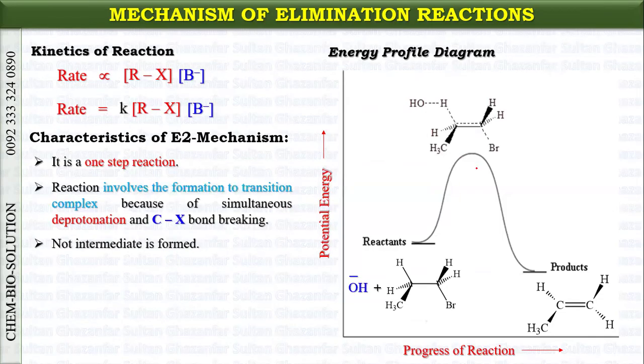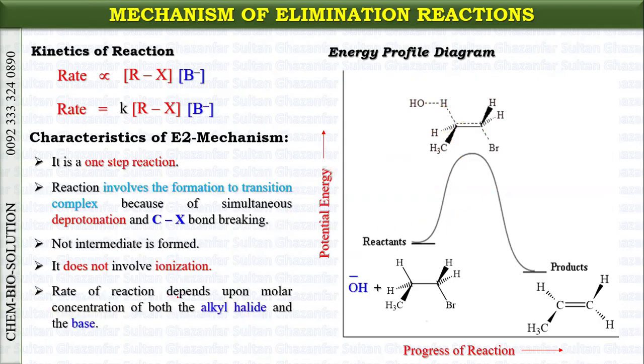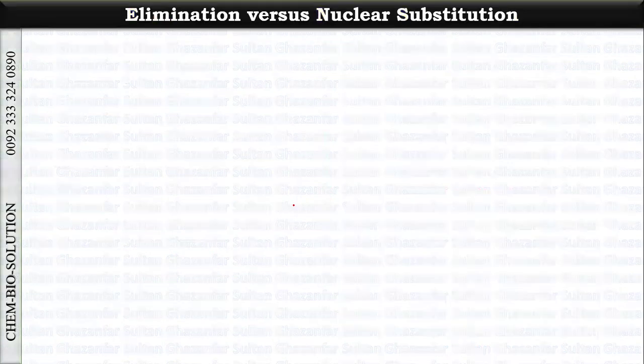No intermediate is formed. There is no intermediate. At this stage, you cannot recognize the species, so this is not an intermediate. This is the transition state. It does not involve ionization. No ionization is there. Rate of reaction depends upon the molar concentration of both the alkyl halide and the base.